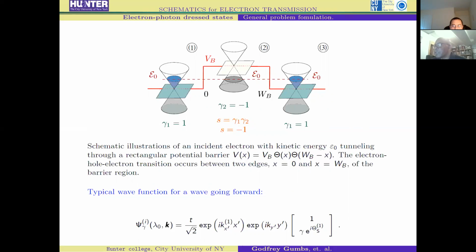Now let us consider the following, namely, let us suppose we have a sheet of this alpha-T3 material, and we apply a negative bias voltage in one region and a positive bias in another region. Then there's going to be a step. There's going to be a potential difference. This is what gives rise to this potential step or potential barrier.